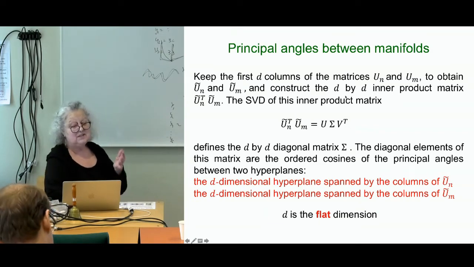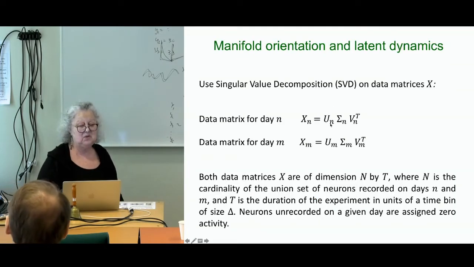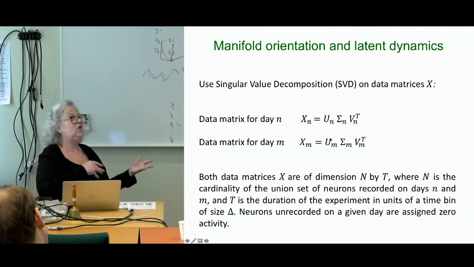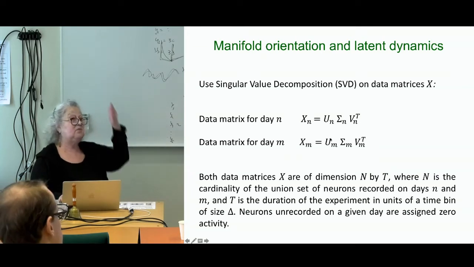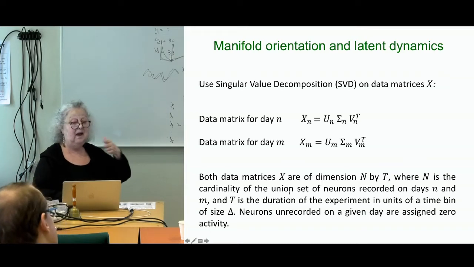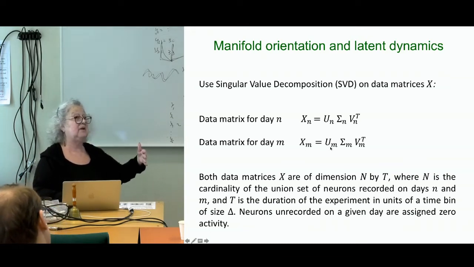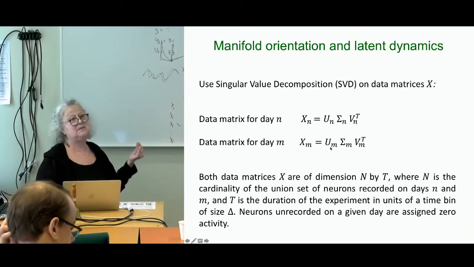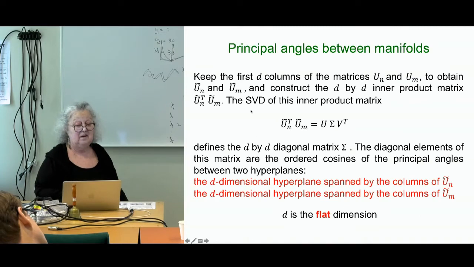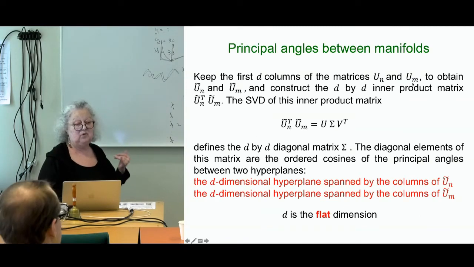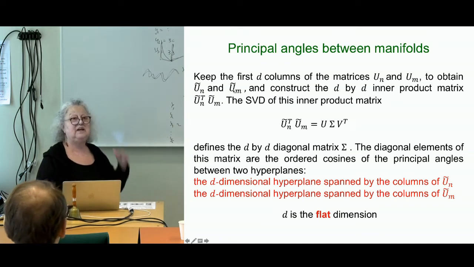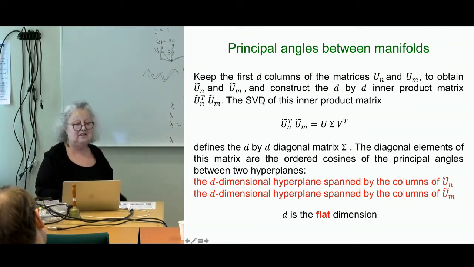So what we do is we take these matrices Un and Um, which are the matrices that give us a basis for the neural space. We pick the first D columns of the matrix Un, and we pick the first D columns of the matrix Um. So we're doing essentially a principal component analysis of the data on day n and the data on day m. We call these Un tilde and Um tilde. So these matrices, instead of being N by T, are D by T.